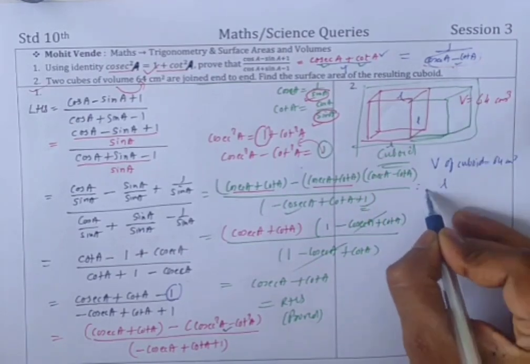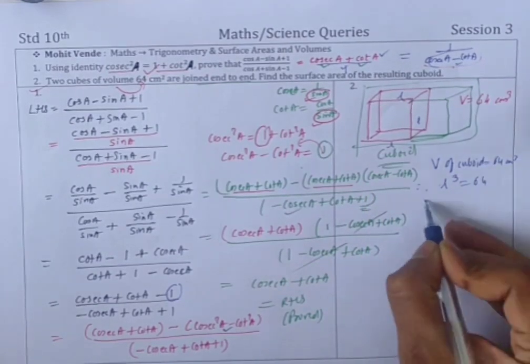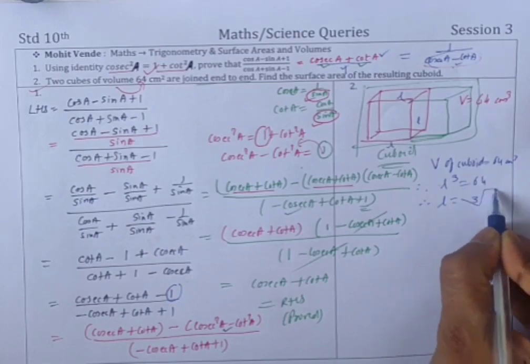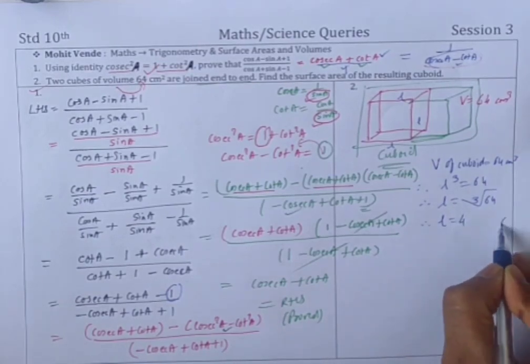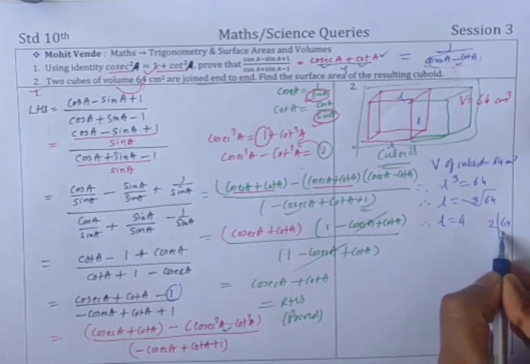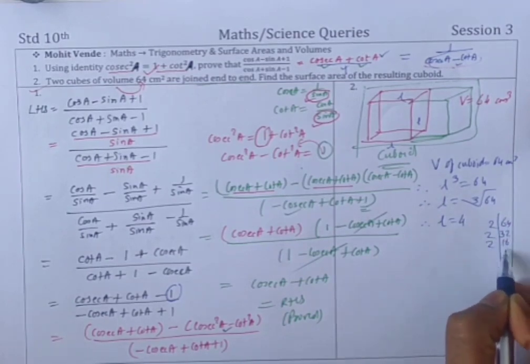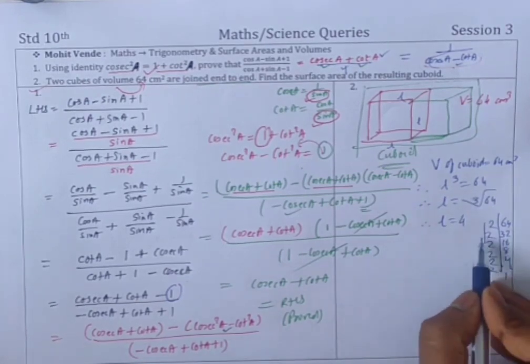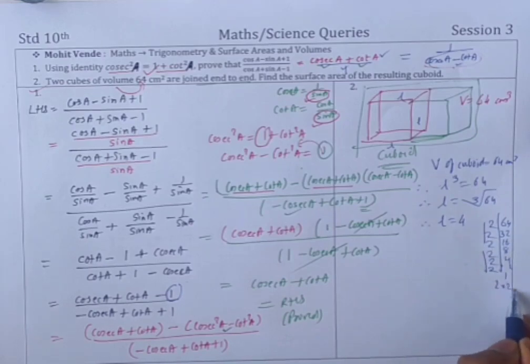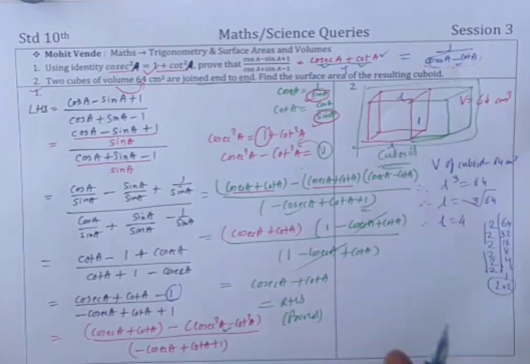L, so volume is L cube, that is 64, therefore L is cube root of 64 and cube root of 64 is 4, correct? 64, 2 32s are 2, 16s are 2, 8s are 2, 4s are 2, 2s are 2, 1s are, cube root मतलब ट्रिपलेट चाहिए, so इसमें से 2 निकला, इसमें से 2, 2 2s are 4, so you got the length.